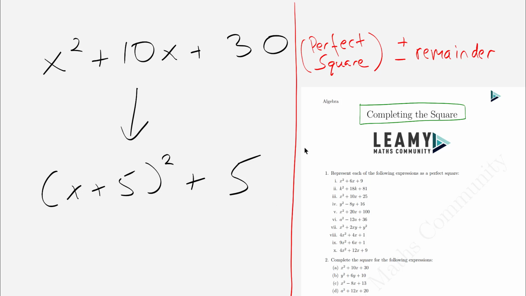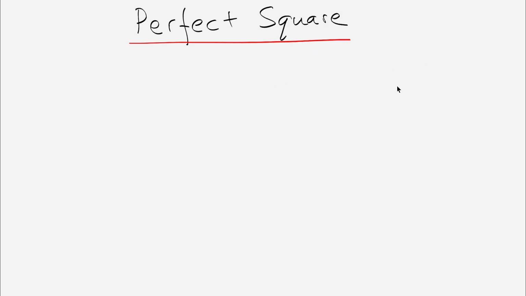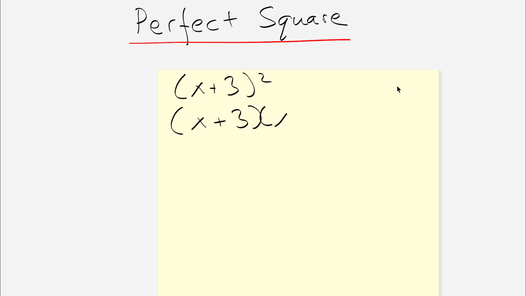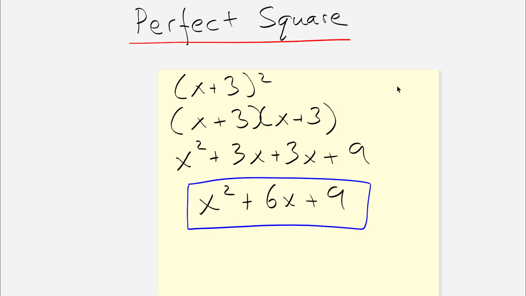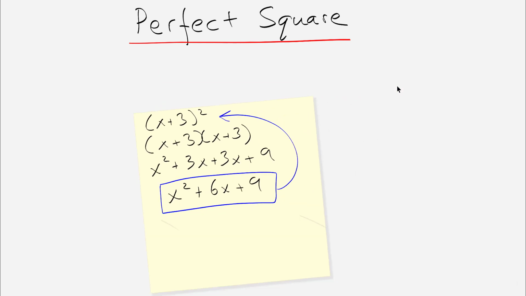So the idea is we first have to understand what a perfect square is, and once we understand what a perfect square is, then we can figure out how to calculate the remainder. So let's look at some perfect squares. Let's say, for example, I take something simple like x plus 3 and I want to square it. So we already know that that's x plus 3 times x plus 3. In other words, x squared plus 3x plus 3x plus 9. So that's x squared plus 6x plus 9. This thing right here, x squared plus 6x plus 9, is a perfect square. It's a perfect square because it can be written as x plus 3 squared.